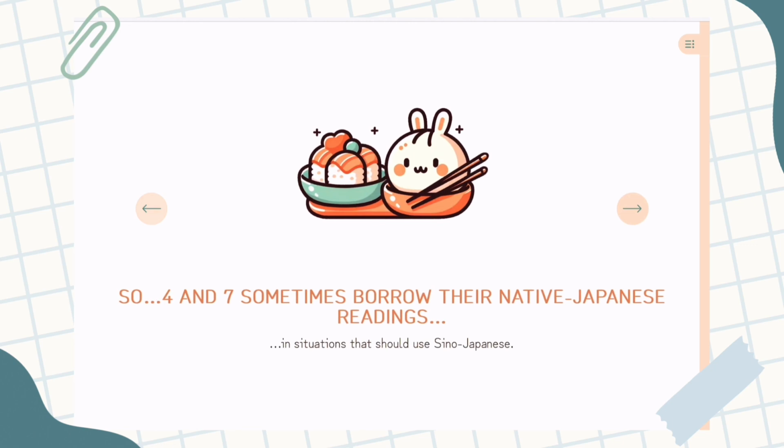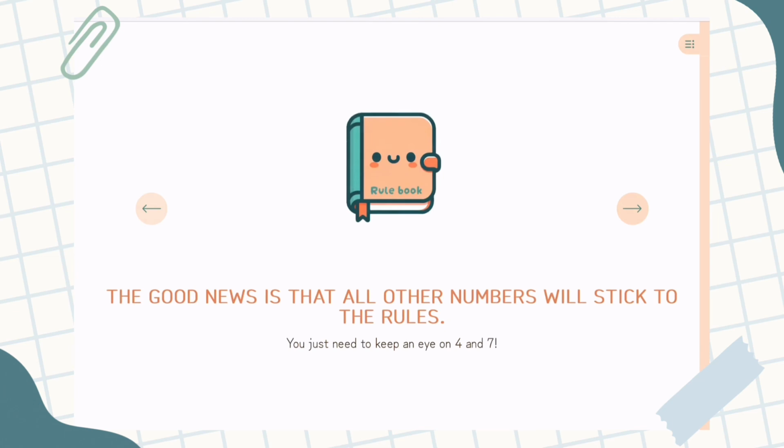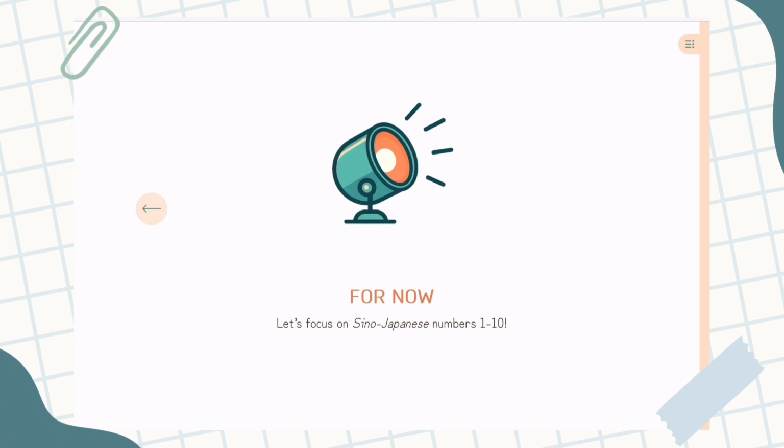Let's go on. So 4 and 7 sometimes borrow their native Japanese readings in situations that should use Sino. The good news is that all other numbers will stick to the rules. Basically, because shi is associated with death, they don't like using it, so they sometimes take the reading from the native Japanese system, yon, so that they can avoid saying death. For now, let's just focus on the Sino-Japanese numbers.